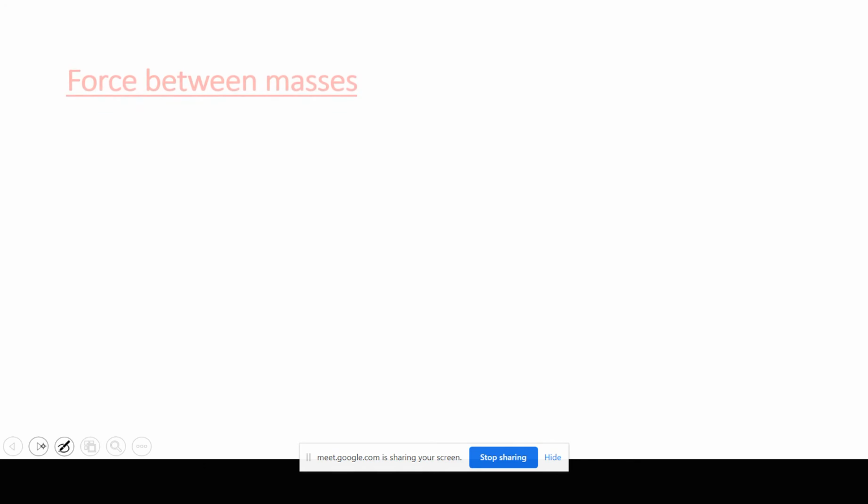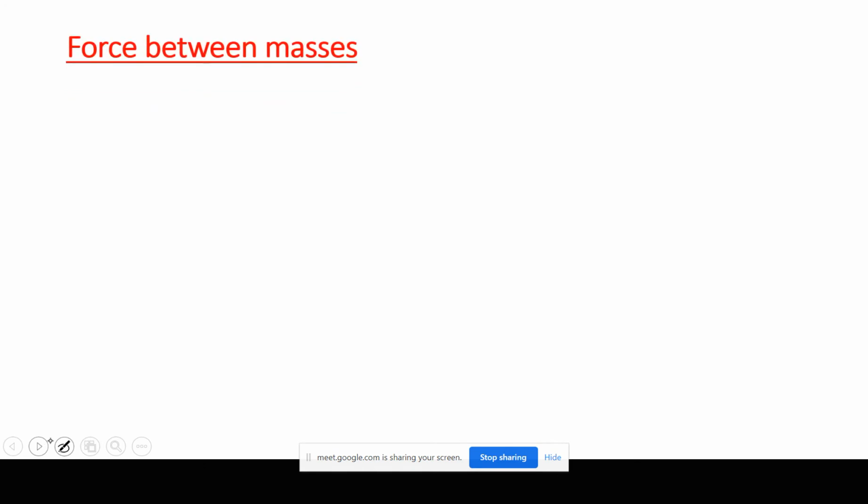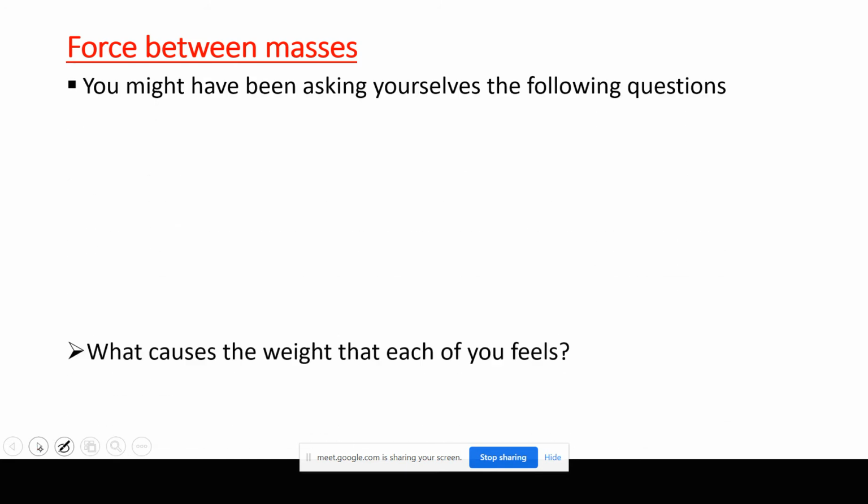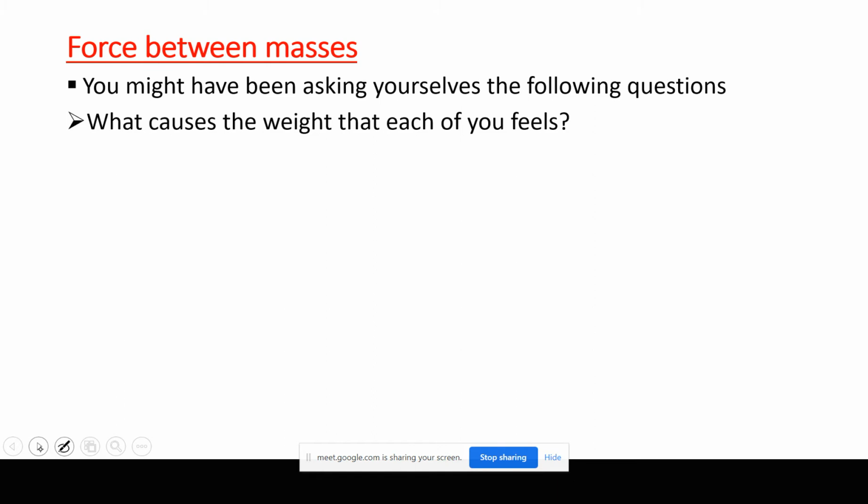Okay, so let's look at the force between masses. You might have been asking yourselves so many questions. We have seen that there is a force of attraction between two masses, but there are questions that you might be asking yourselves every day. Number one, what causes the weight that each of you feels? I don't know whether any of you might have asked yourselves such a question.